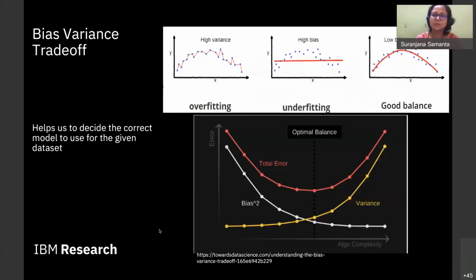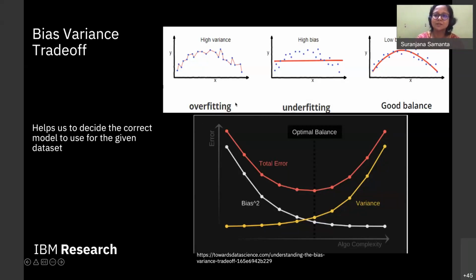So again, as I was saying, the bias and variance should be reduced, but this is a kind of trade-off that we have to make. Most of the time what happens is that as the bias increases, the variance decreases, and vice versa. So how do we do that, right?